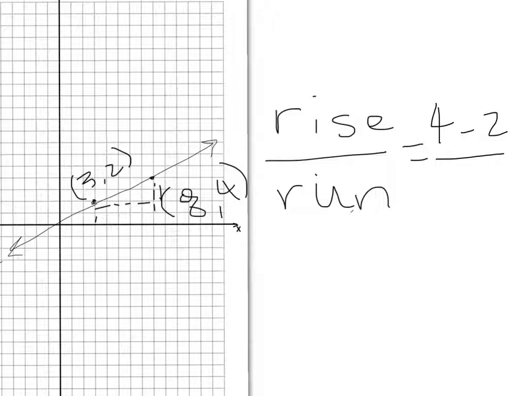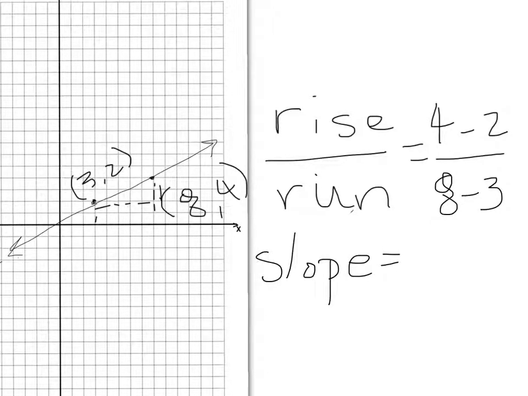And then what's my change, my horizontal change? I'm going from a position of x equal to 3 to a position of x equal to 8, right? So this horizontal distance is really measured by 8 minus 3, right? So I can say this is 8 minus 3. So what is my slope then? My slope is going to be 4 minus 2, which is 2, over 8 minus 3, which is 5.